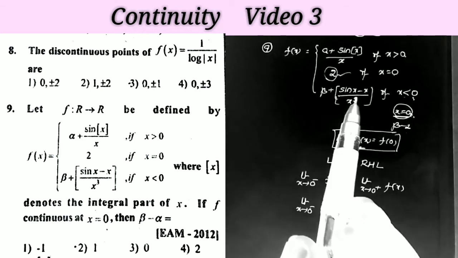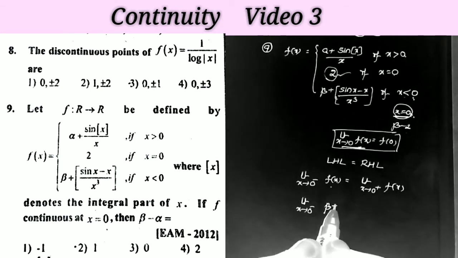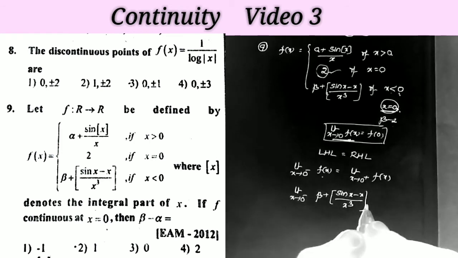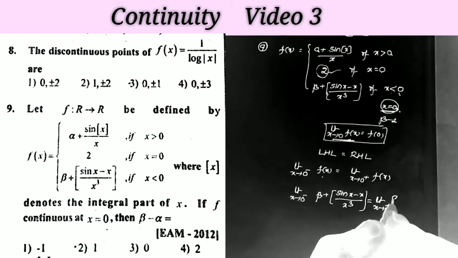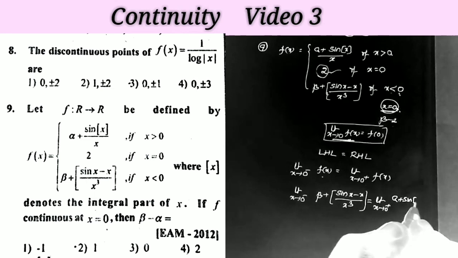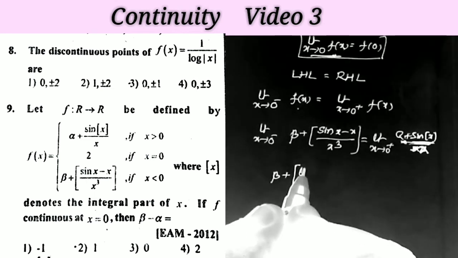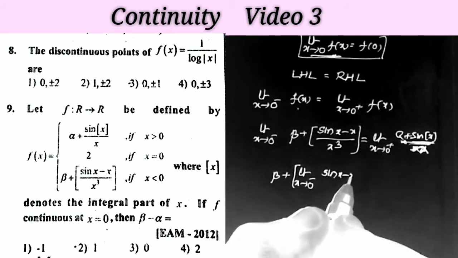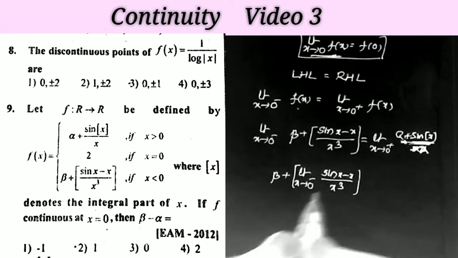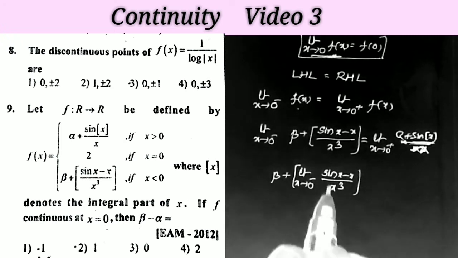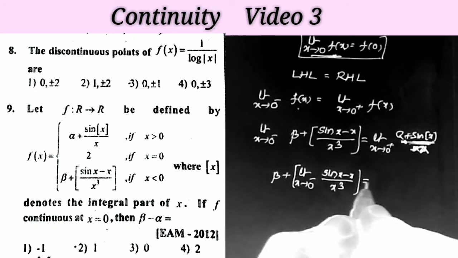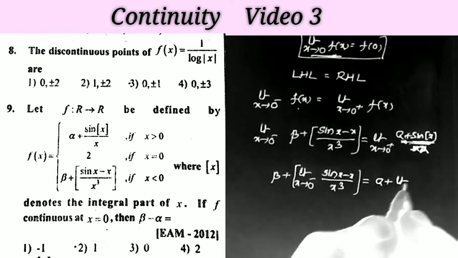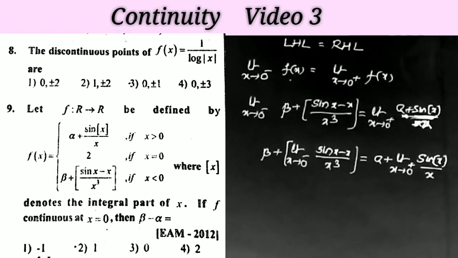what is f of x? For 0 minus, x is less than 0. That is, the function is beta plus step of sine x minus x by x cube, is equal to limit x tends to 0 plus, what is the function? Alpha plus sine of step x by x. Now this is equal to beta plus step of limit x tends to 0 minus of sine x minus x by x cube, which is equal to alpha plus limit x tends to 0 plus of sine of step x by x.